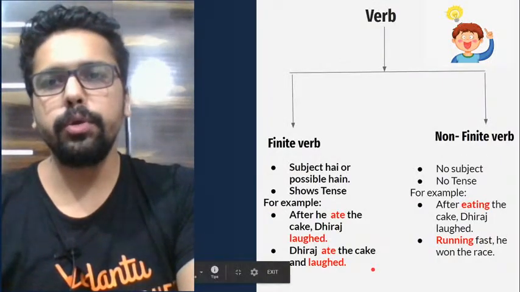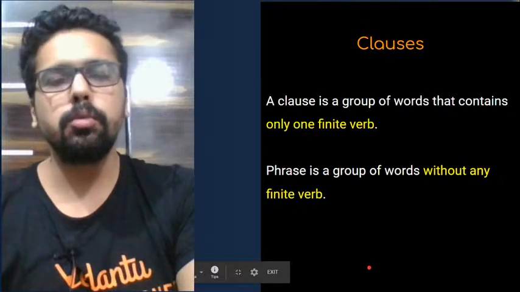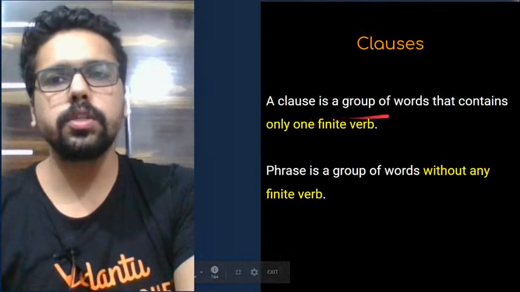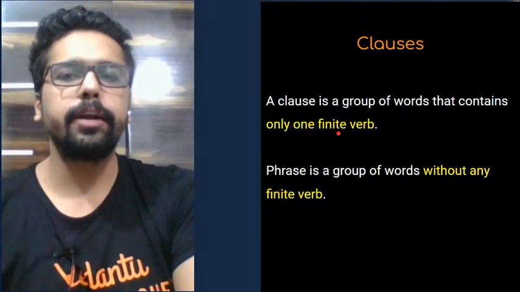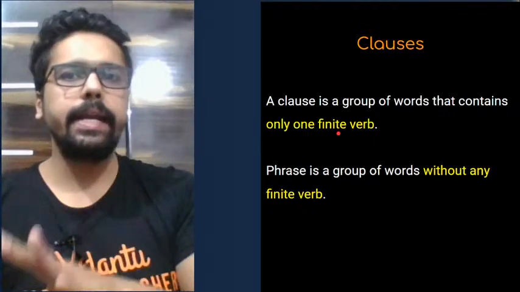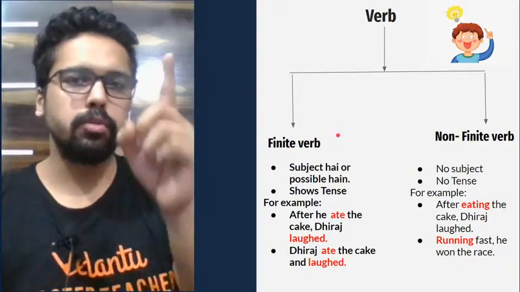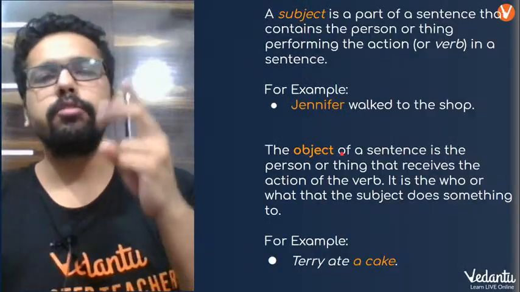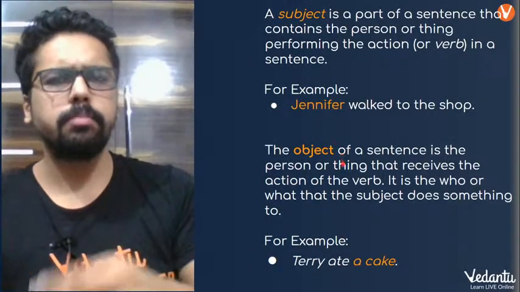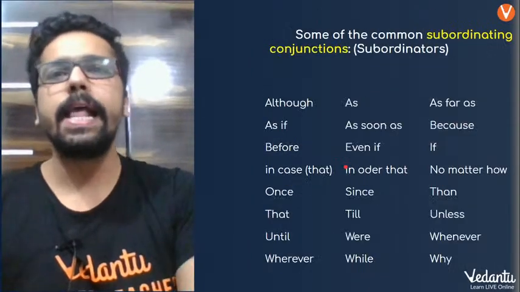Perfect. So what we now know is, I'll do a quick recap here: a clause is a group of words that contains only one finite verb. To understand topics in detail, to understand it thoroughly, we must know what a finite verb is. So we now know what a finite verb is. We must know what a subject and object are. So we now know this as well.